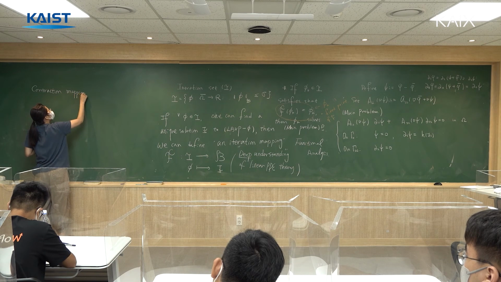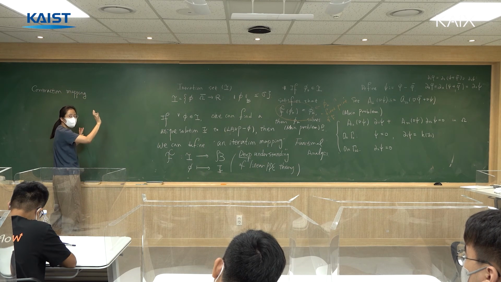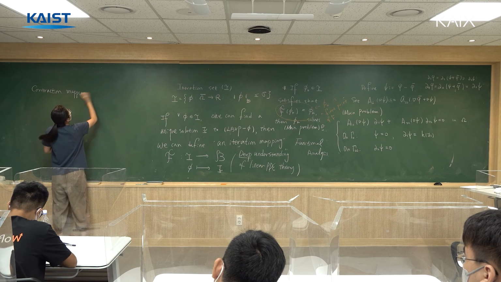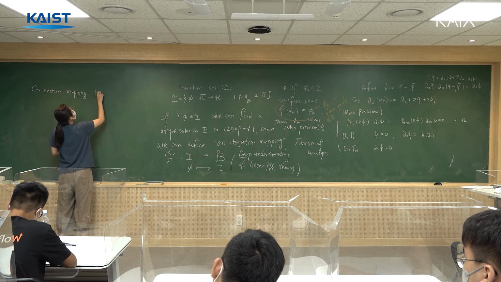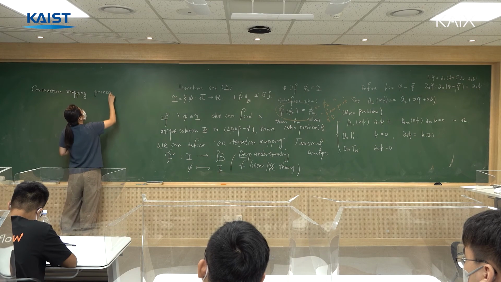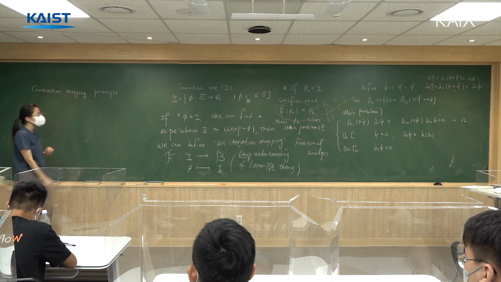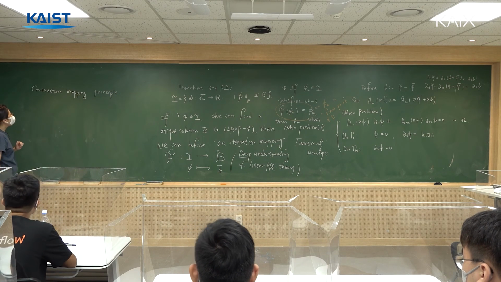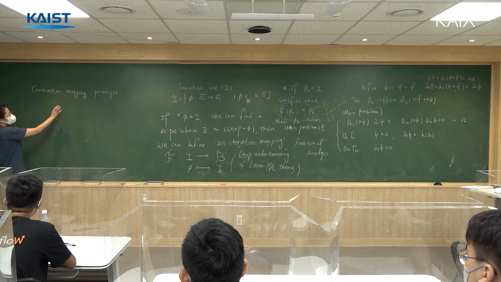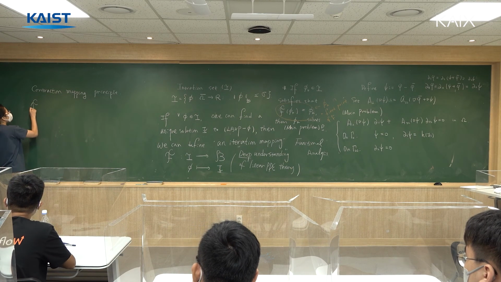Because this is the one that everybody wants to apply, if possible. And let me tell you why. So, the contraction mapping principle. Okay. So this one says the following. Suppose that you have a mapping F.